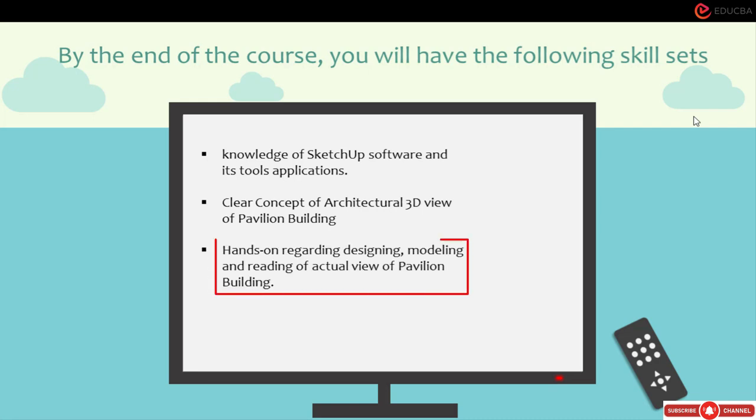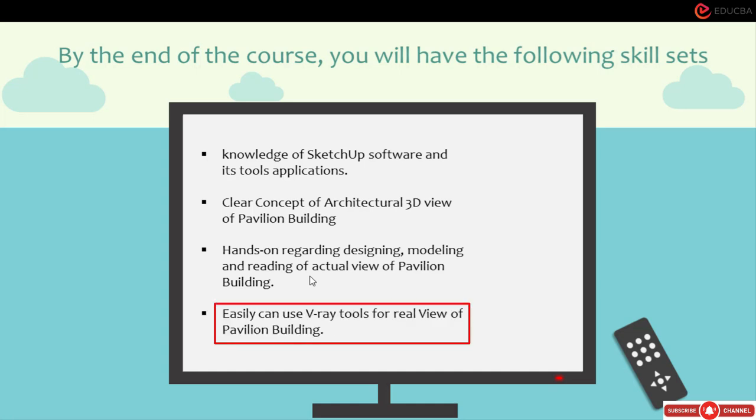The next skill is hands-on designing, modeling and reading of the actual view of the pavilion building. By this course, you will definitely have hands-on experience regarding designing. Designing is very important, and we will learn it in the SketchUp software. With SketchUp, we can apply any thoughts in our mind about a certain building. If I have a thought of a pavilion building, I will apply it onto an actual image using SketchUp. 3D modeling is also there. We will learn all this hands-on: the designing, modeling as well as reading of the actual view of the pavilion building using the SketchUp software.